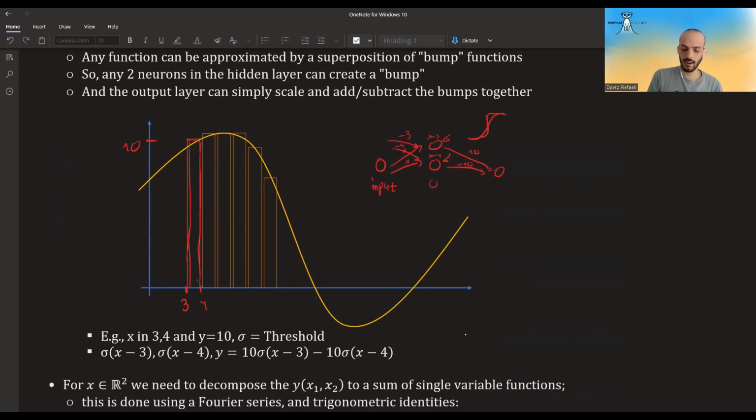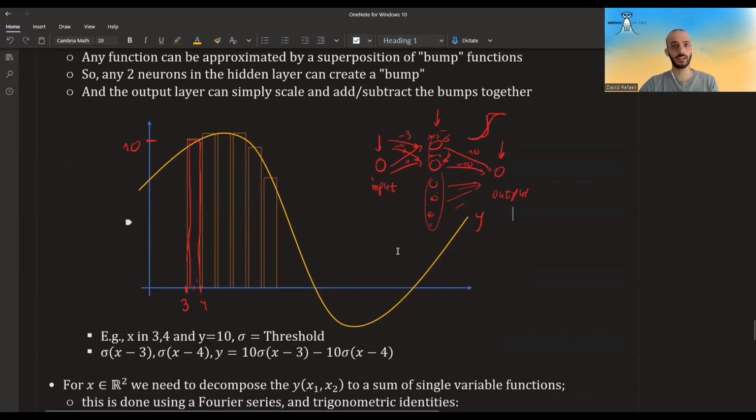And then there are other neurons that will create the other bump functions, and we will just add them together. So for example, if my input is 3.5, only these two neurons will be non-zero, the rest will be 0, and so I don't care about them. And this is how we can create our function y using only one hidden layer. So we have one input, one output, and one hidden layer. But in this case, we need a lot of neurons to create this function.